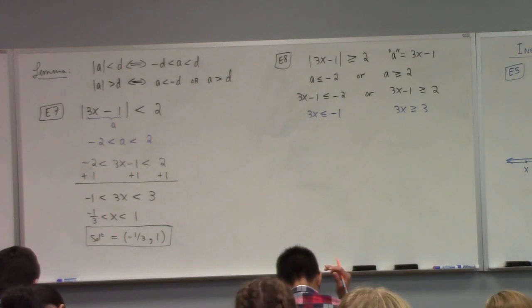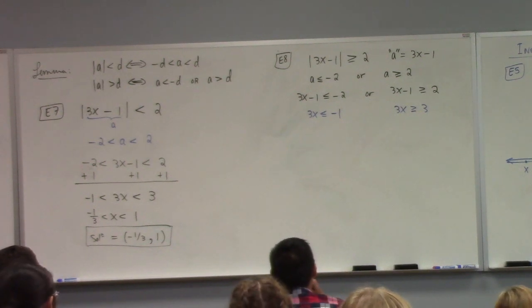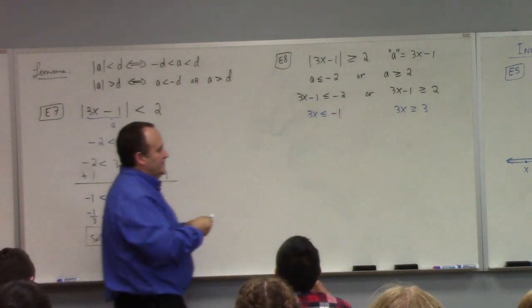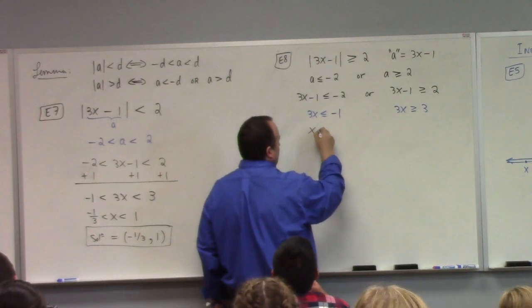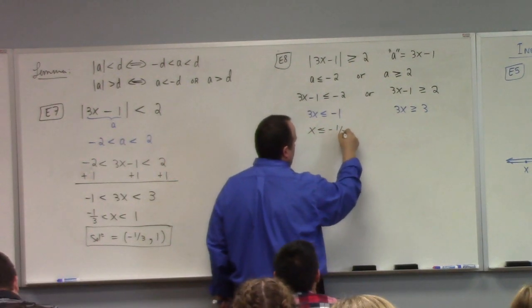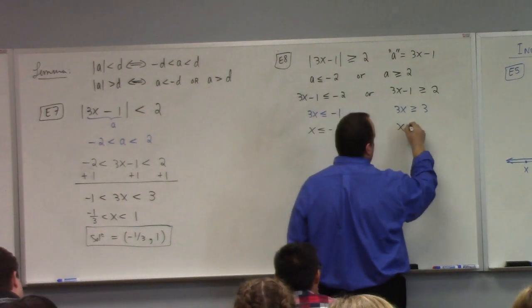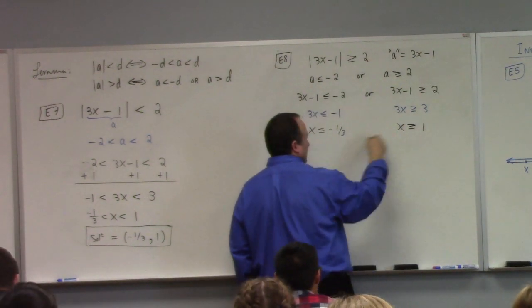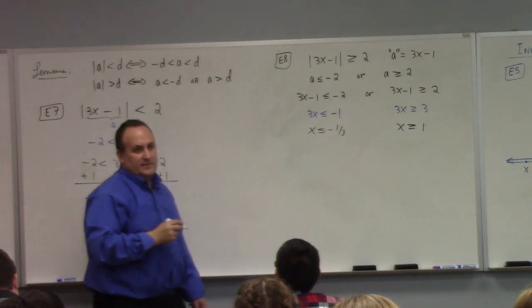So look, those are not the same x. And it becomes blaringly obvious, just look, divide by 3, x is less than or equal to minus 1/3, right? Divide by 3, x is greater than or equal to 1. Can you have both of these things at the same time?